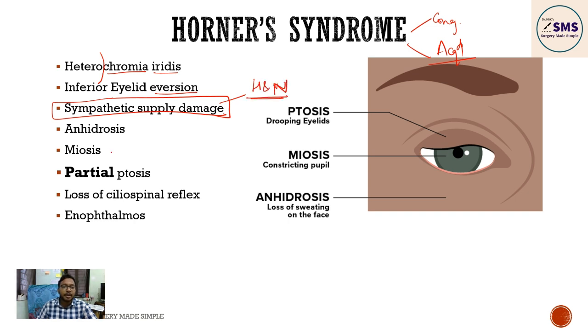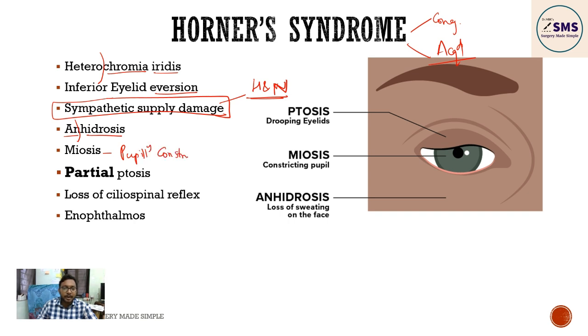Okay, right. Next point is anhydrosis. An means absence, hydrosis means sweating. Where exactly? Absence of sweating on the affected side of the face. For example, let's say a patient has got a right side apical lung tumor. So what happens? The right side sympathetic system which is supplying the head and neck will be infiltrated. Then the patient will develop absence of sweating on the right side. That is called anhydrosis.